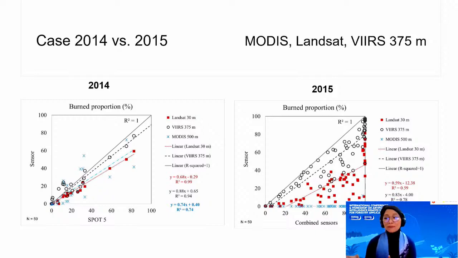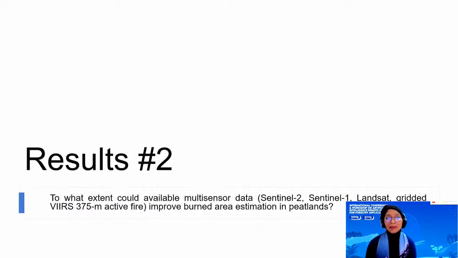Next slide, please. So the second result: to what extent could the available multi-sensor data improve the detection? Next slide, please.